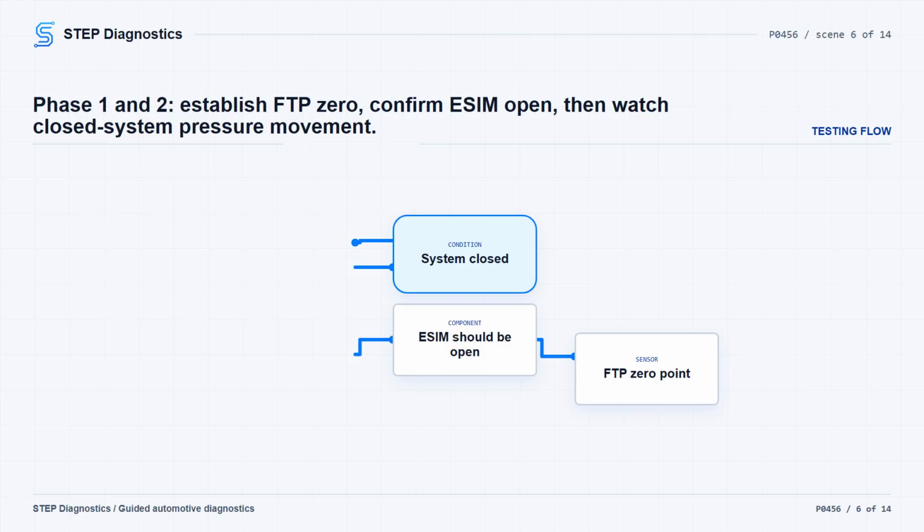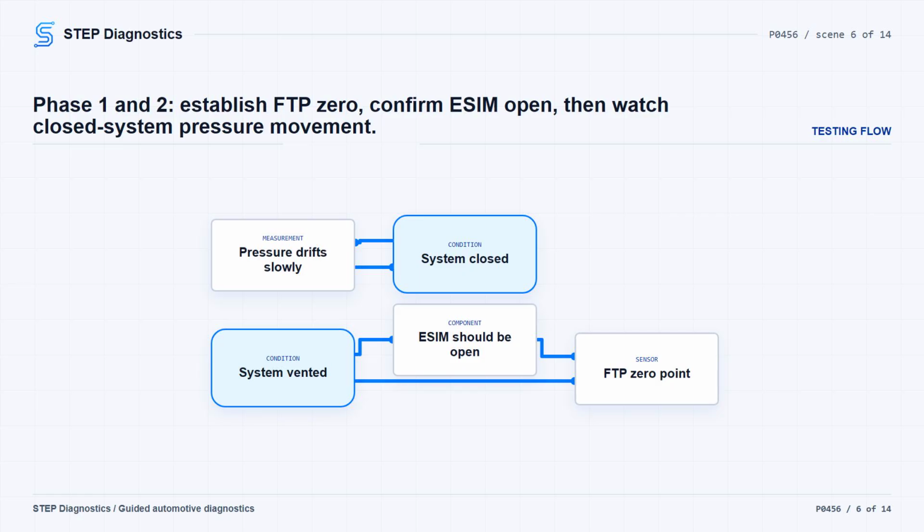Phase 2 is the non-intrusive leak check. Close the system, keep the ignition on with the engine off, and monitor the FTP reading for 2-3 minutes. A sealed system should slowly move positive or negative depending on whether it is warming or cooling. A steady value can mean a leak is present, or the system temperature is too stable to create movement, so continue testing. A very rapid pressure change means the temperature change is too large, and the result is not valid. A change of more than 200 Pa in 1 minute means the system is too unstable to test accurately.